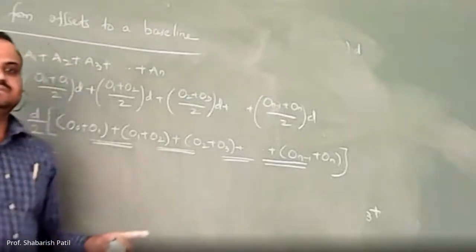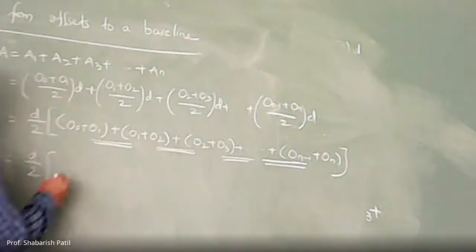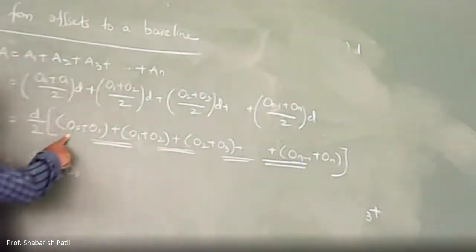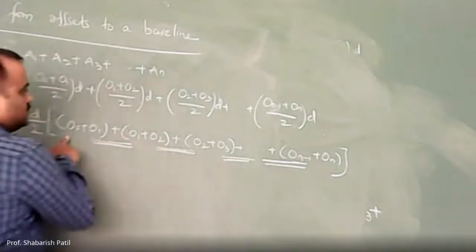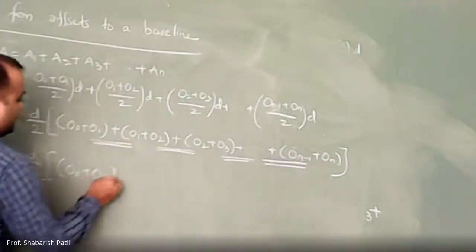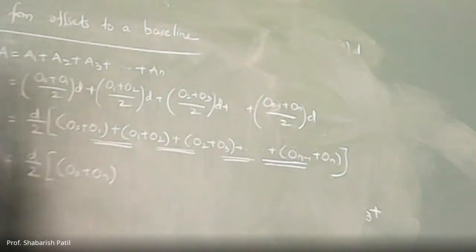Those remaining are O naught and On. Let's pair them as well. So I have O naught, which is single. It's also ready to mingle with On now. O naught plus On. Those which are single, I have mingled them. Any difficulty here?